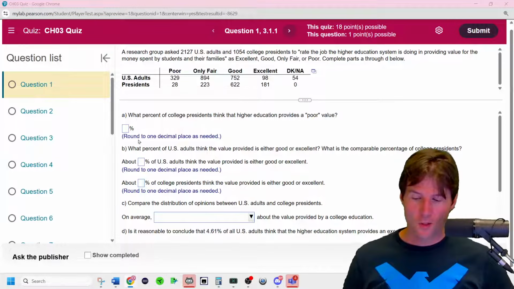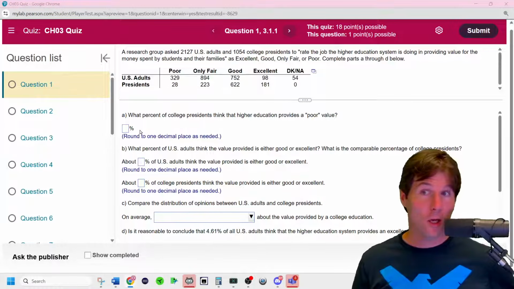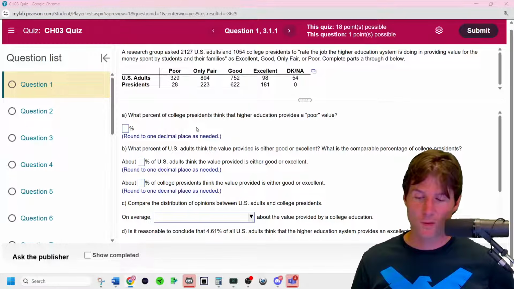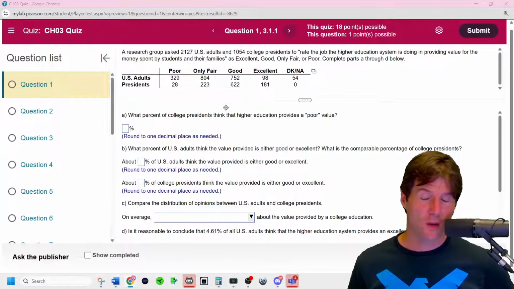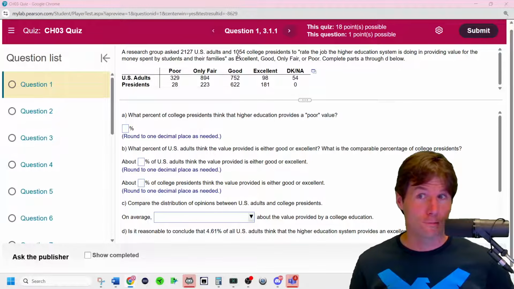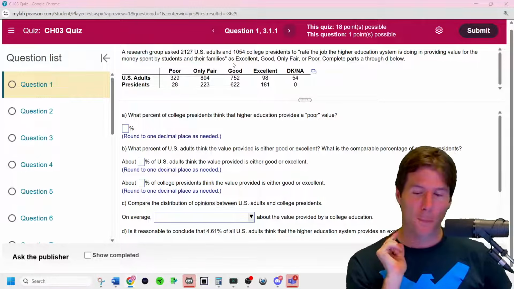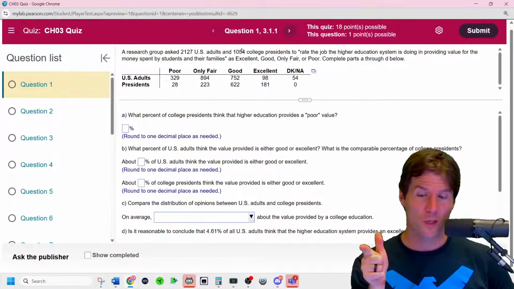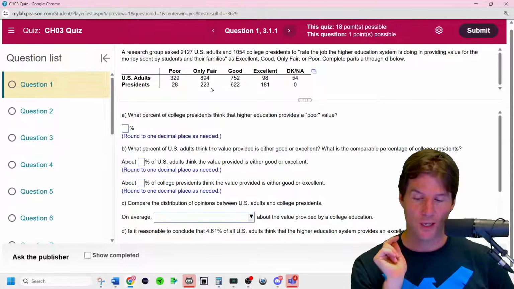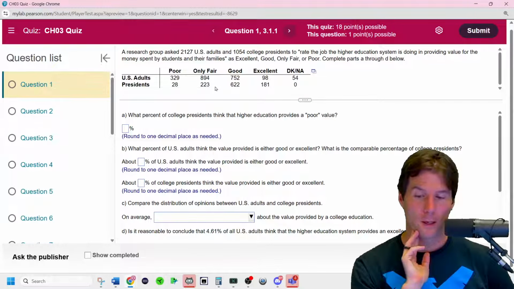Okay. So the first one right here, what percent of college presidents think that it's a poor value? So how many college presidents are there? It tells you how many college presidents. So what percent of the college presidents, what's the math going to be? Help me out with this one. Of the college presidents, what percent think it's a poor value? What's the mathematics we're going to solve?